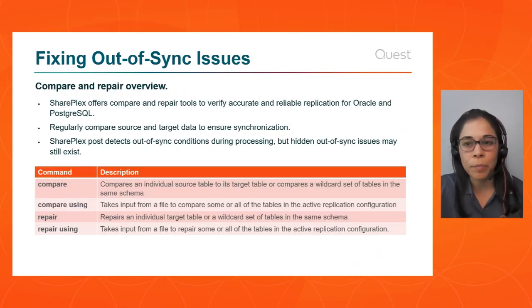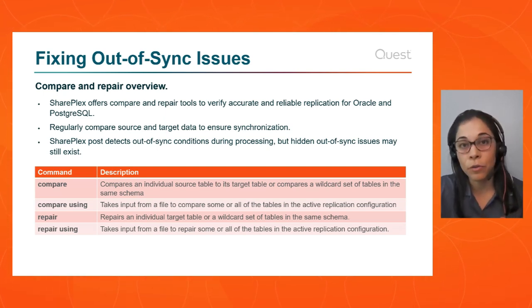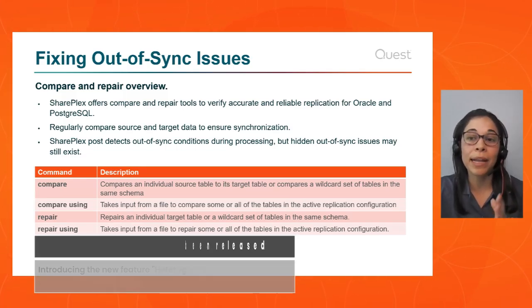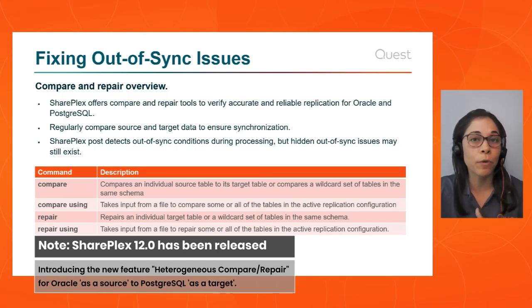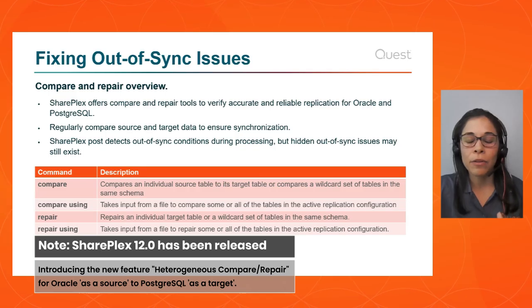But what does SharePlex offer to help fix these kinds of out-of-sync issues? Do you remember we talked about the compare and repair utility? SharePlex provides these powerful tools, the compare and repair utilities. They are designed to verify and maintain replication accuracy and reliability, available only for Oracle to Oracle and for Postgres to Postgres configurations for now. So you can use these tools to keep the data synchronized.